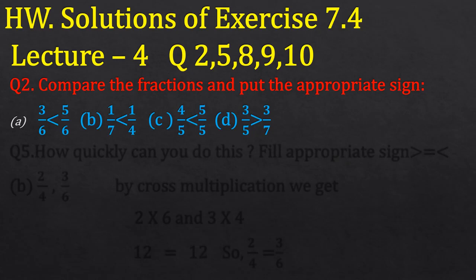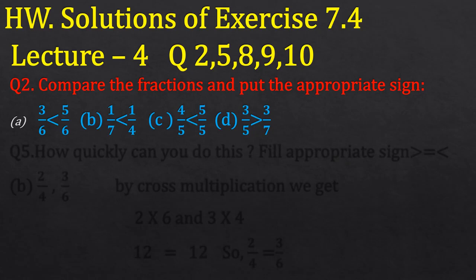Now in part B, the numerator is same, 1 and 1. But in the denominator we see that 4 is smaller than 7. We know that whose denominator is smaller, that fraction is greater. So 1 upon 4 is greater than 1 upon 7. C part, 4 upon 5, 5 upon 5. Both are like fractions. Whose numerator is greater, that fraction is greater. So 5 upon 5 is greater than 4 upon 5.